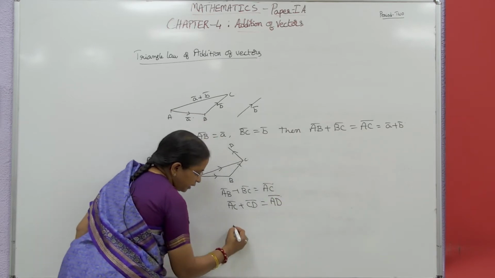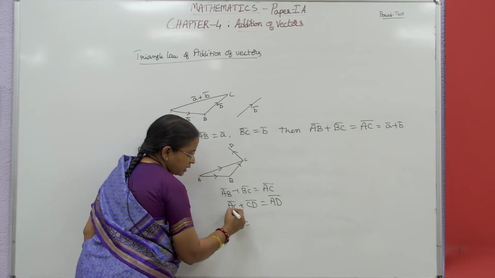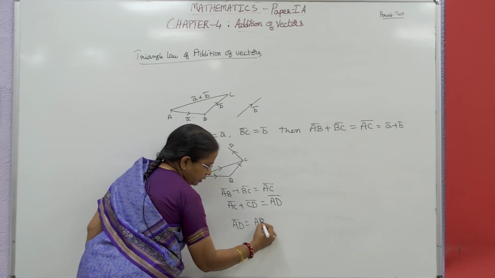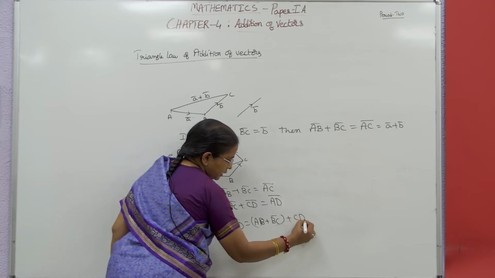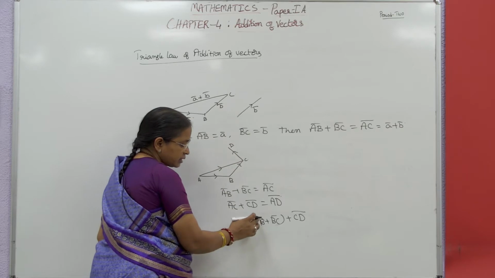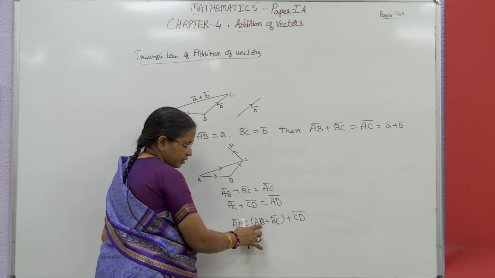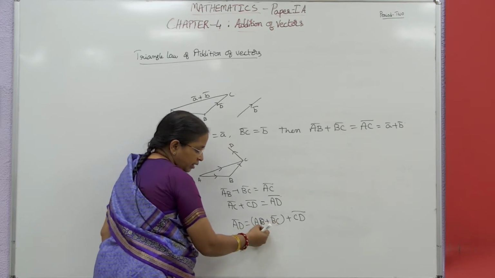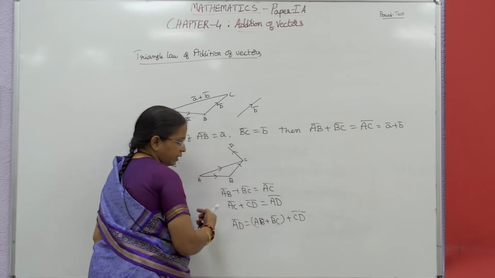So what is AD now? AD is equal to AC plus CD. But AC is AB plus BC. So AD is AB plus BC plus CD. You can add three or more vectors when this condition is satisfied, that is, the terminal point of the first vector should be the initial point of the second vector, and so on. So AB, BC, CD becomes AD like this.